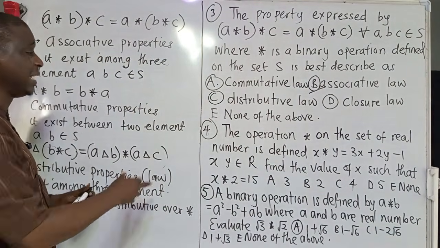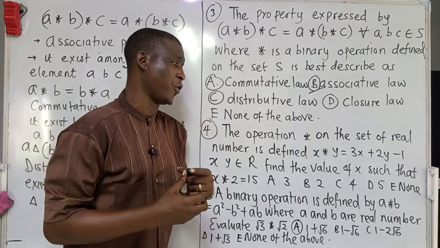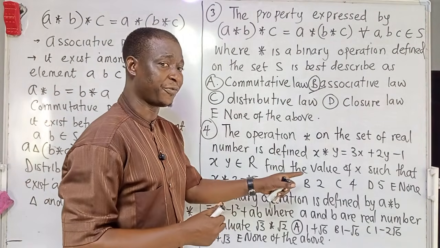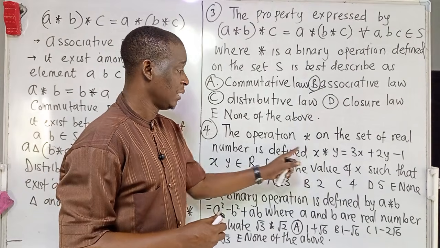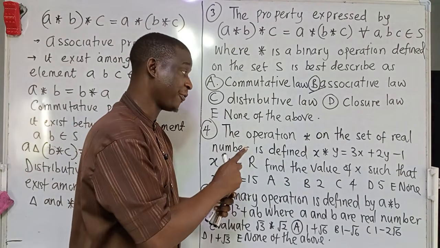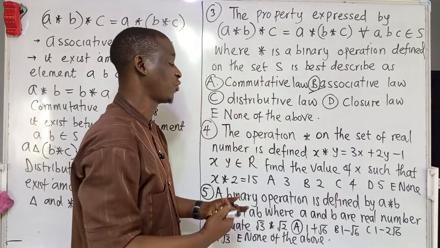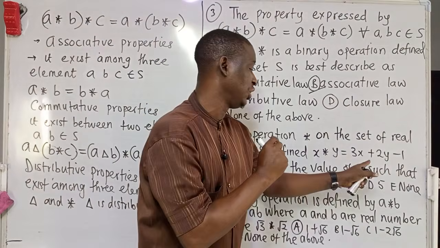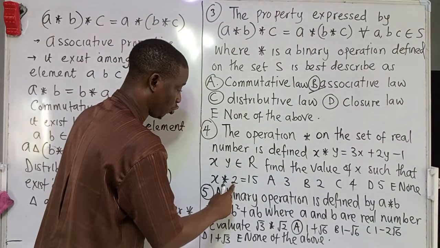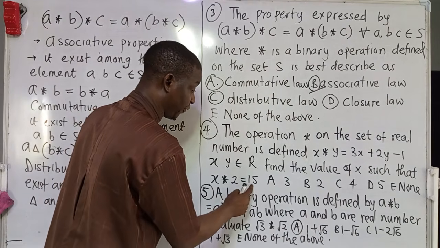Let me not waste time there. Then number 4, I want you to try number 4 for me. I say you should try number 4 because it is closer to number 2. It's just that they now change this place to be 2 and change this one to be 15.